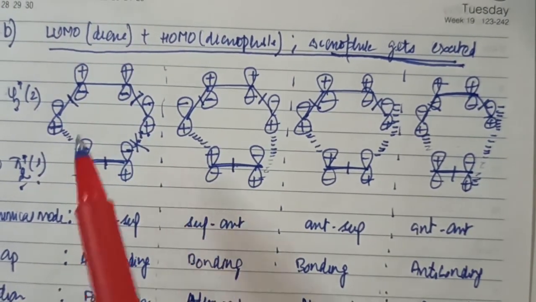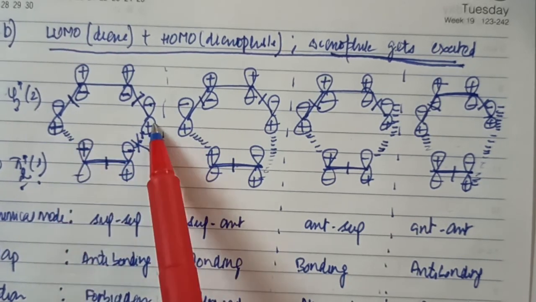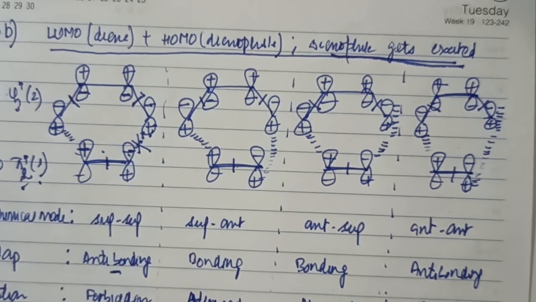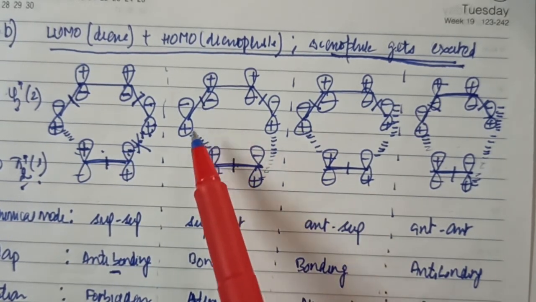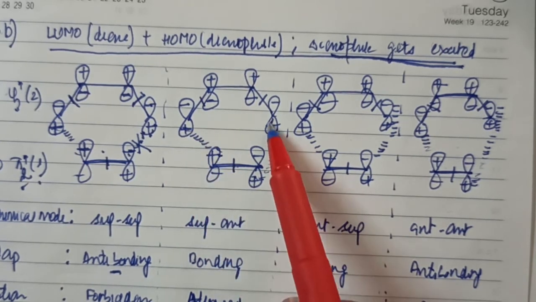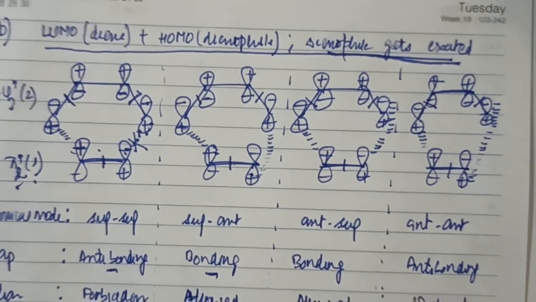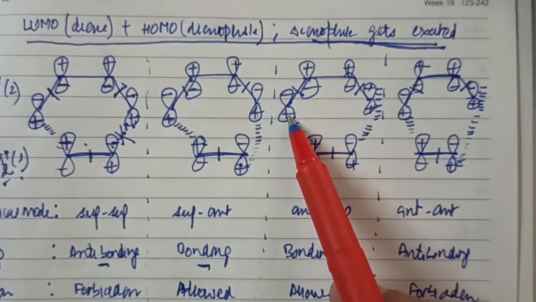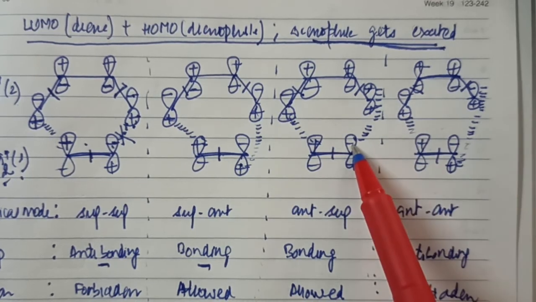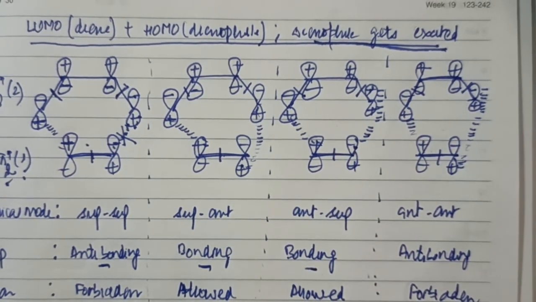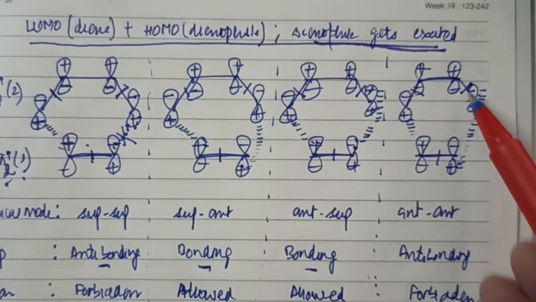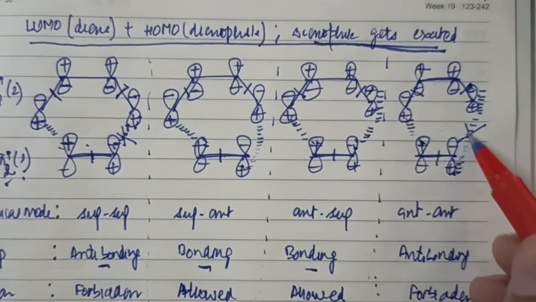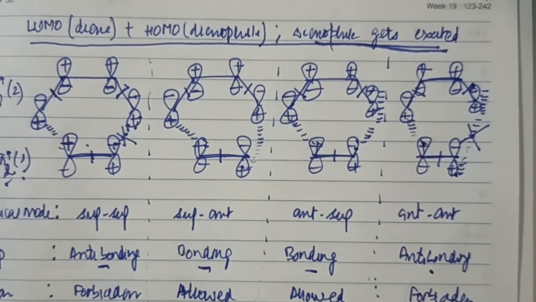And as you can see, supra-supra interaction: supra on this component, supra on this, positive interacts with positive, positive with negative is anti-bonding, and this process is forbidden. Supra and antara, supra on this and antara on this, positive with positive, positive with positive, bonding, allowed. And antara and supra, antara on this and supra on this, bonding overlap, hence this process is allowed. And antara on this component and antara on this component, plus with plus, minus with plus is an anti-bonding overlap, hence this process is a forbidden process.